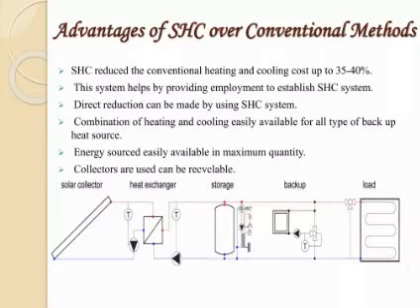The advantages of SHC over conventional methods. SHC reduces the conventional heating and cooling cost by up to 35 to 40%. This system helps by providing employment to establish SHC systems. Direct reduction can be made by using SHC systems. The combination of heating and cooling is easily available for all types of backup heat sources. Energy source is easily available in maximum quantity. Collectors used can be renewable.